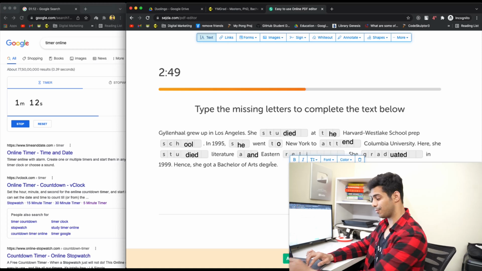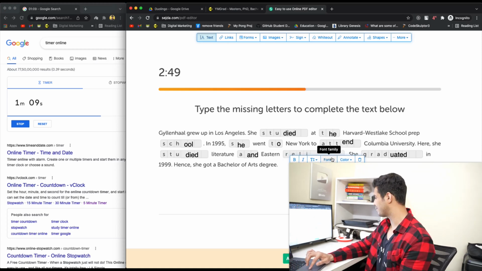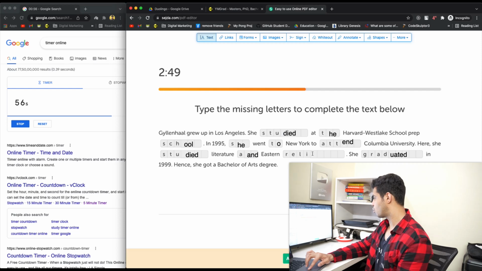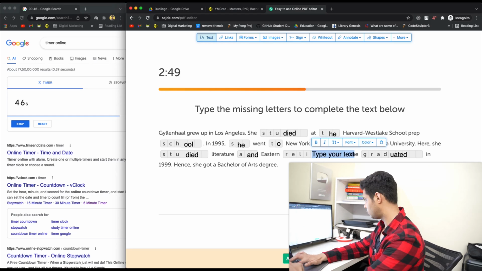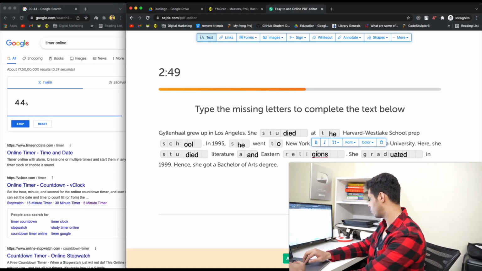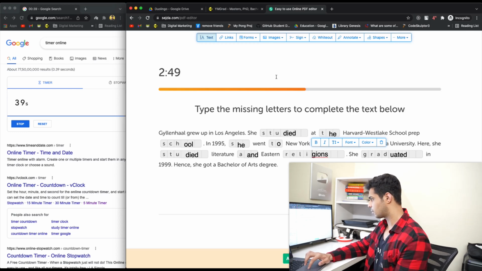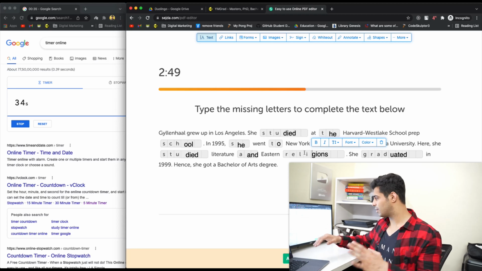Let me actually try that again. This one is hard. I'm telling you guys, I did not do these in advance. She grew up in Los Angeles, studied at the Harvard Westlake Prep. She studied literature and Eastern, really? Okay, I'm going to go with religions. Eastern religions. It doesn't sound okay, but let's try it. 1, 2, 3, 4, 5. No problem, I'm going to go with religions.